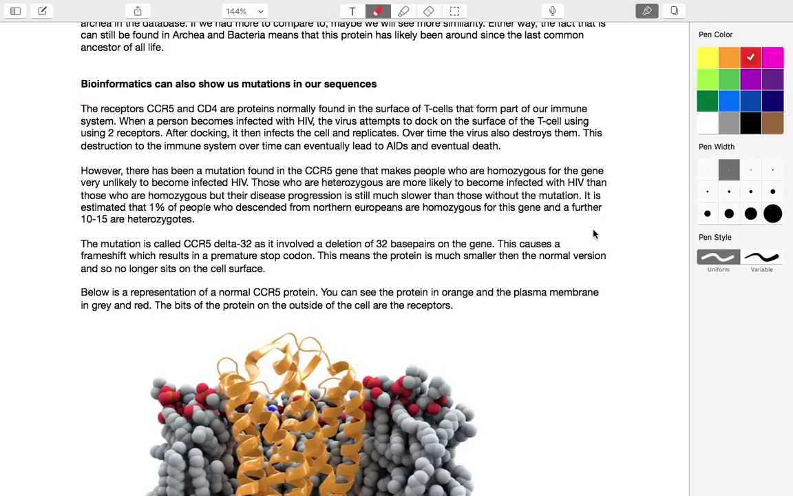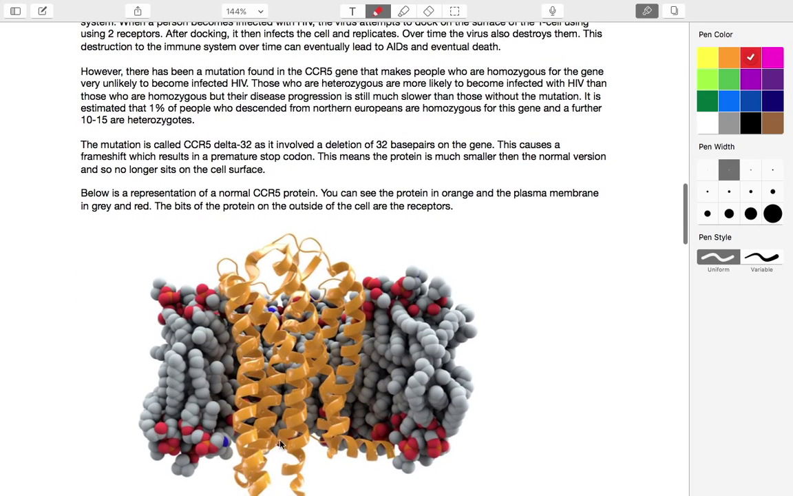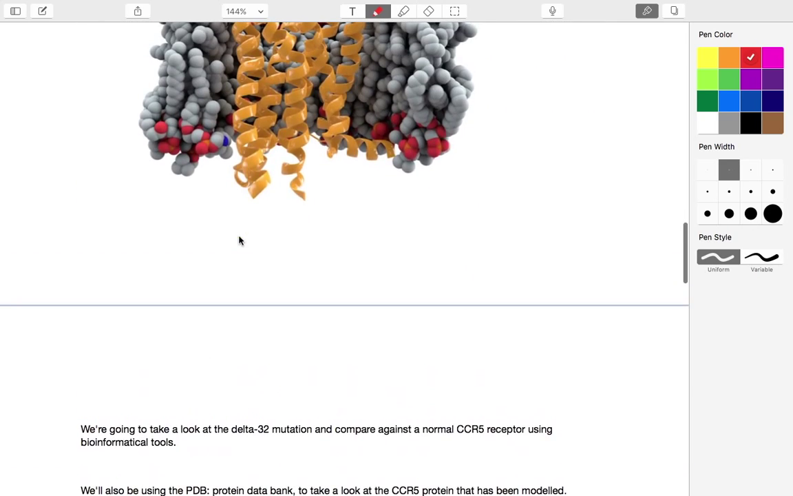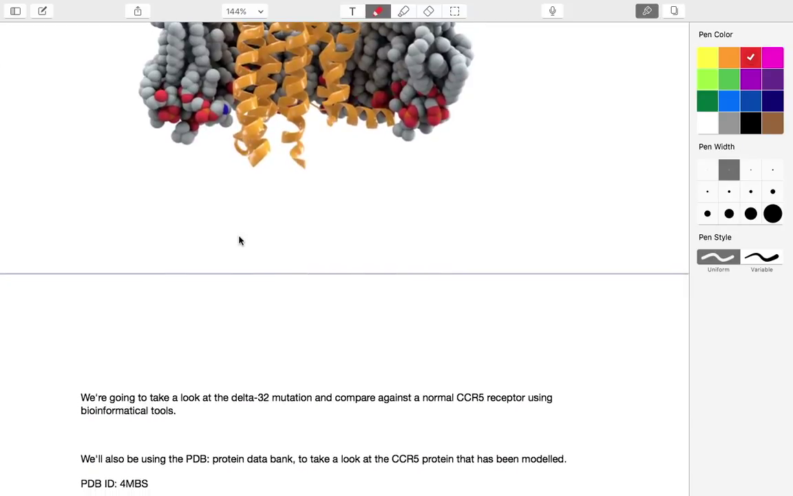So below is a representation of the normal CCR5 protein, and you can see that the protein is in orange and the plasma membrane in grey and red, and the bits of this protein outside the cell are going to be the receptors. So we're going to take a look at the delta 32 mutation and compare it to the normal CCR5 using bioinformatical tools, and we'll also be using the PDB, the Protein Data Bank, to take a look at the CCR5 protein that has been modelled.